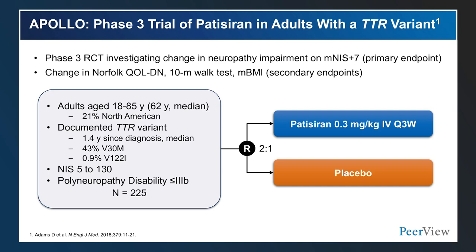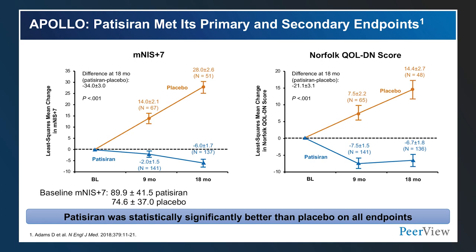But the first trial with Apollo was patisiran versus placebo, 2-to-1. And what they show is that the neuropathy progression in people who got the medication slowed down significantly. Not only that, it actually improved. Whereas the people on placebo, as you can see here, they worsened, and as Dr. Kaku told us earlier, they worsened rapidly. Same thing with the quality of life. Quality of life improved in patients who were on patisiran, whereas people who were on placebo continued to get worse.